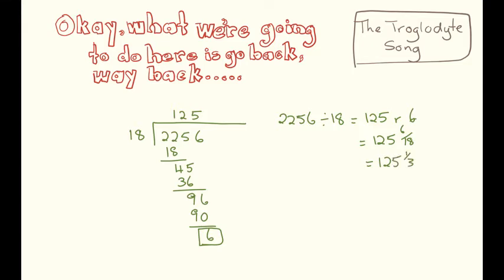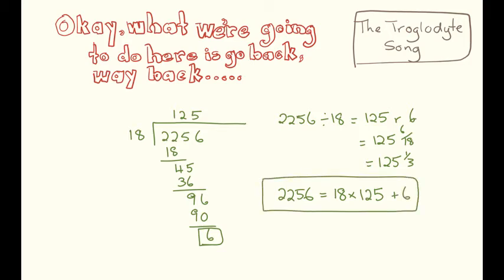From our perspective, what's more important is that we can write it in terms of what's called the division transformation. So I can say 2256 actually equals 18, the thing that I'm dividing in, times 125 plus 6. This structure is something that we'll use in polynomials, where we can express one polynomial as a product of a couple of others, and there may be a remainder.